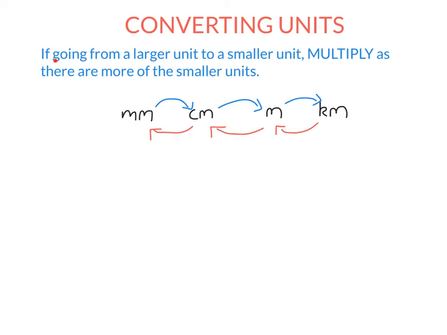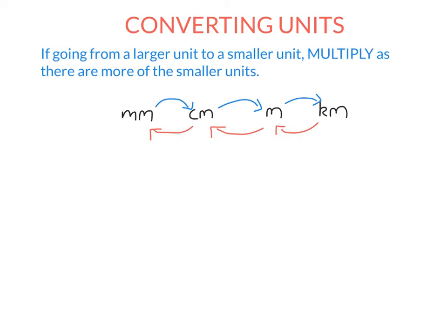So the rule that you need to know is up here. If you're going from a larger unit to a smaller unit, you multiply as there are more of the smaller units. So if you're going from meters to centimeters, you times. If you're going the other way, centimeters to meters, from a smaller to a larger unit, you divide because there are fewer of the larger unit.